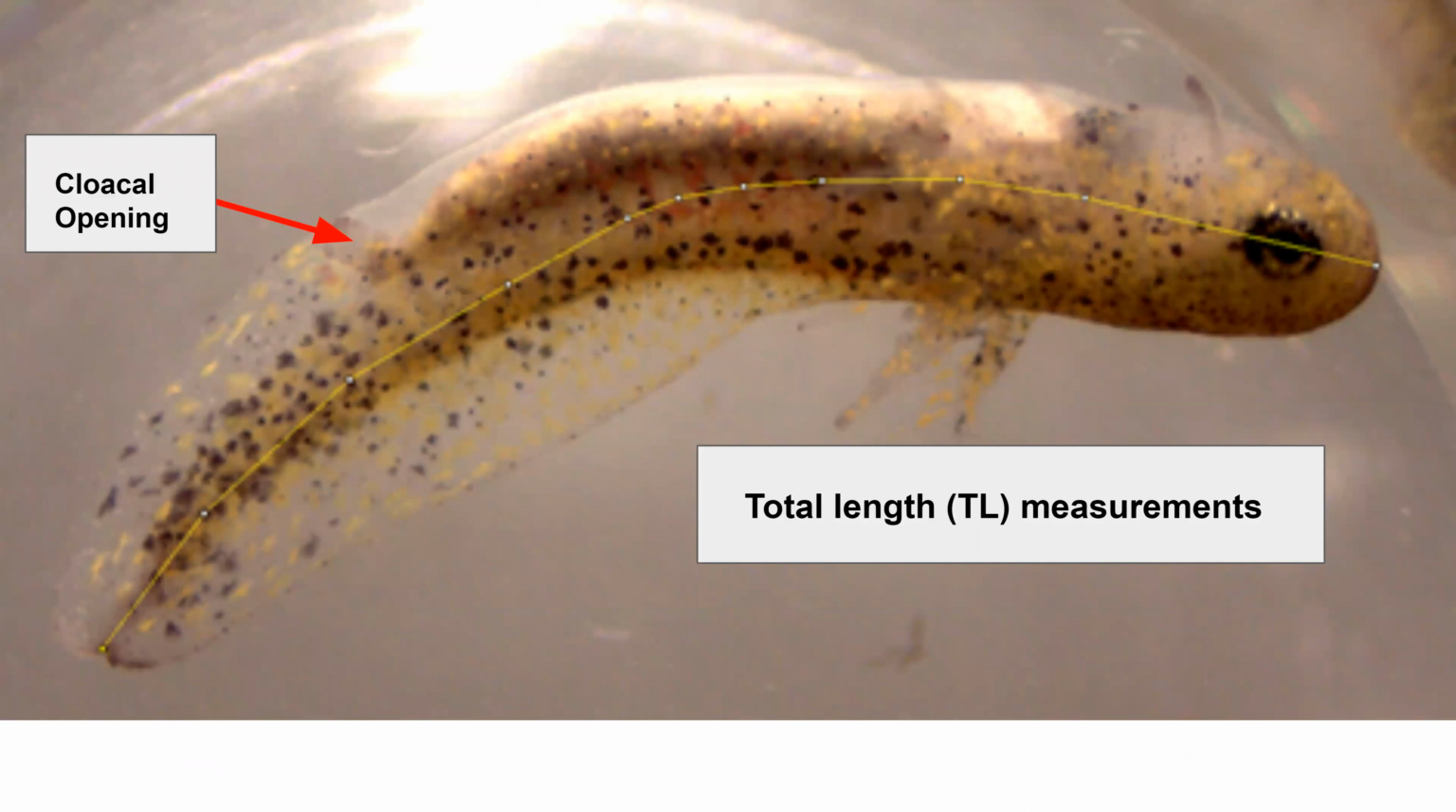So for measurements, this shows a total length or TL measurements, and I highlight the cloacal opening as well. So it was an older method of measurement used in the literature and by us to figure out if there were differences in the regrowth rate.